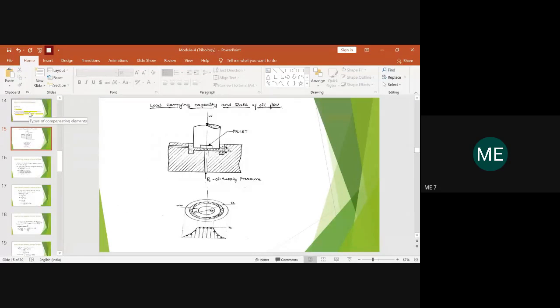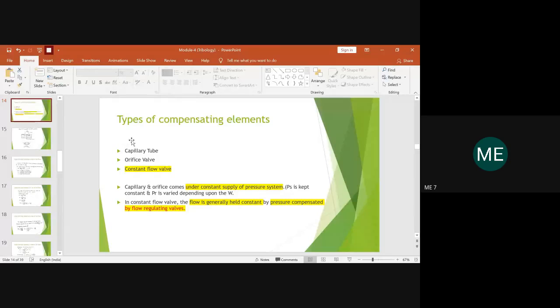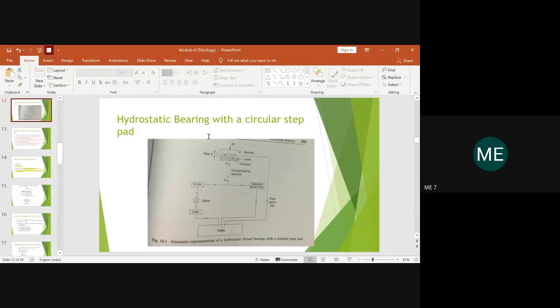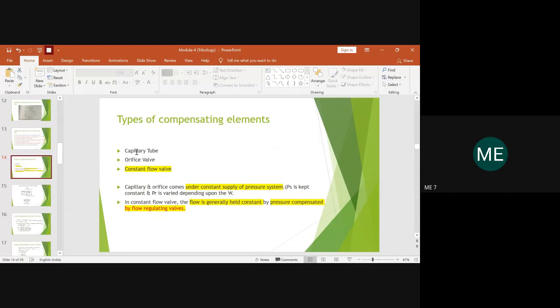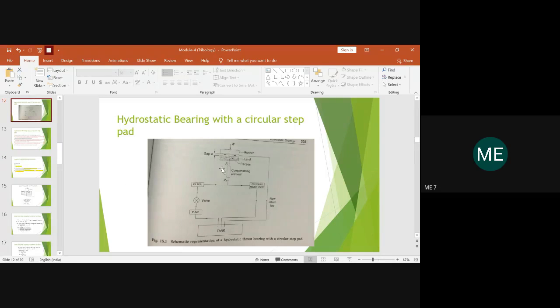With that background, I also explained the types of compensating elements used in hydrostatic bearings. Either you can go with a capillary tube, an orifice, or a constant flow valve based on the requirement. We figured out when and how to use these types of valves in our compensating element, which will be located over here. This basically helps to vary the pressure from the supply to the required pressure value, which has to be passed through the recess. This phenomenon we have already explained in the last class, right?